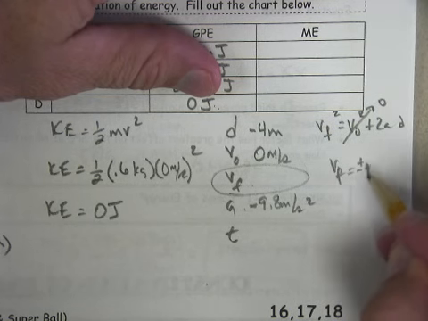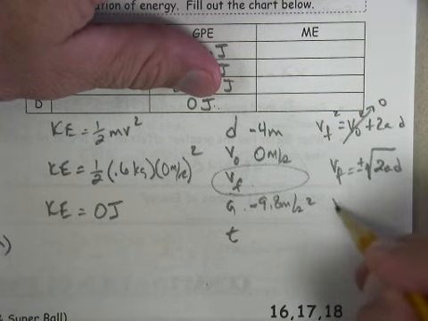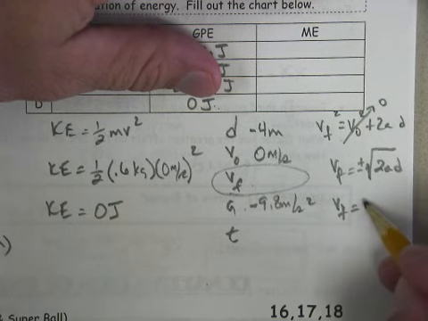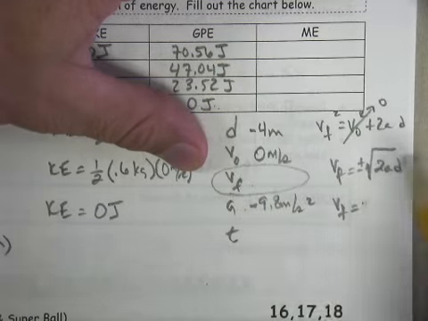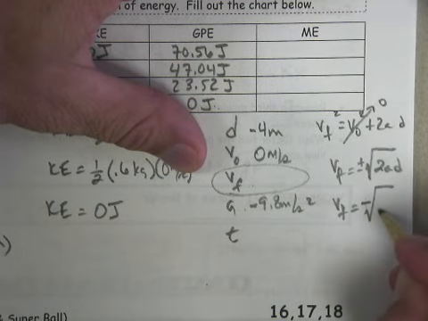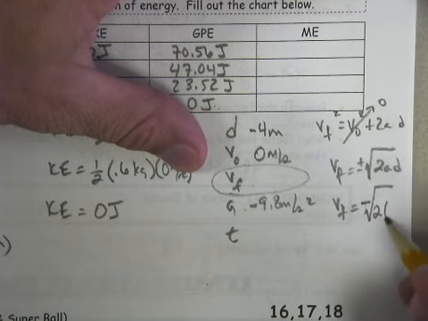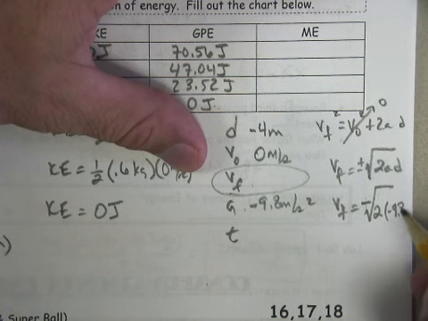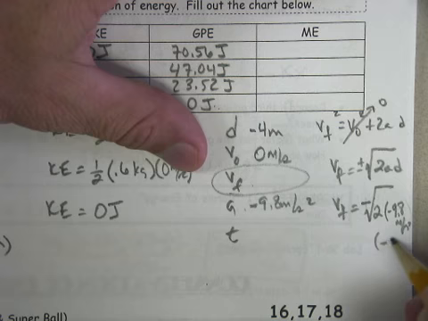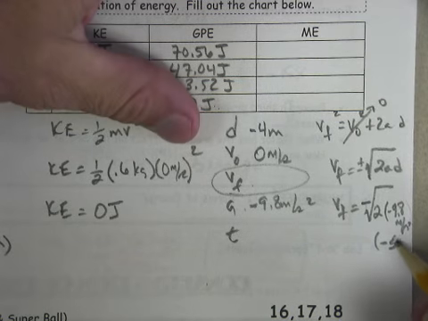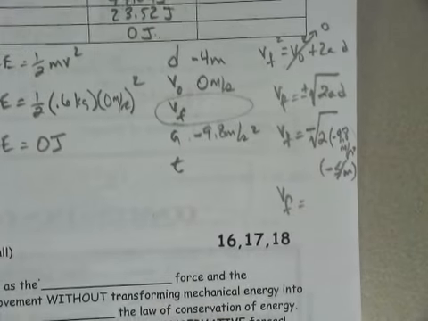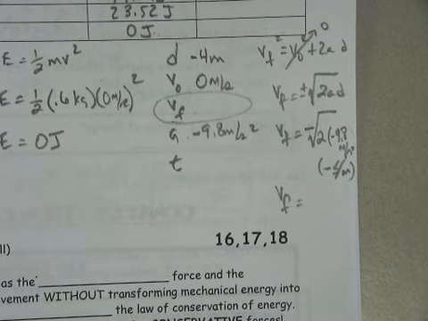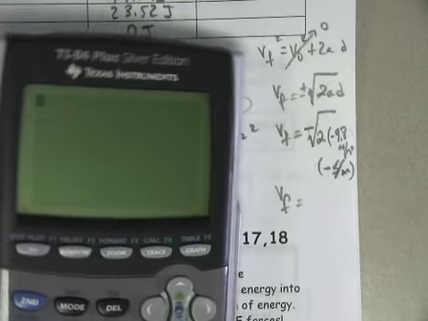VF is equal to plus or minus the square root of 2AD. VF is equal to plus, actually minus, because we're going down, square root of 2 times negative 9.8 meters per second squared, times the distance, which is negative, I think we said negative 4. Let me plug that in and get the answer first.